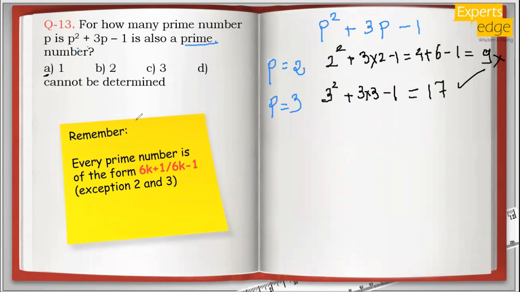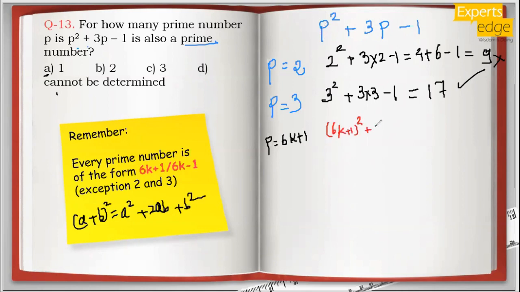I need to check. And how will I check? The next prime number I should pick up is 6k plus 1, right? So everyone must be knowing what is a plus b whole square: a square plus 2ab plus b square. So if I keep 6k plus 1 here, the expression which I'll get is 6k plus 1 whole square plus 3 into 6k plus 1 minus 1. This comes out to be 36k square plus 12k plus 1 plus 18k plus 3 minus 1.